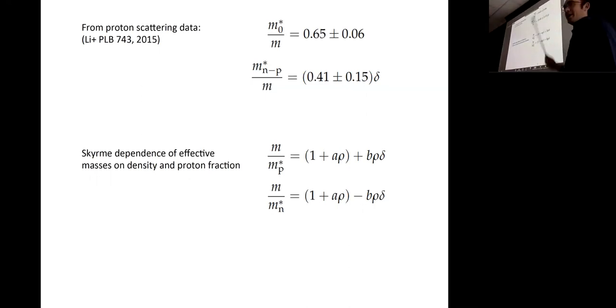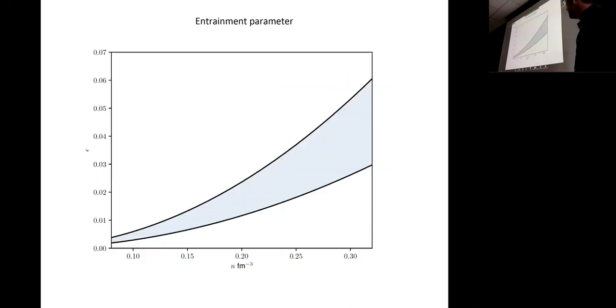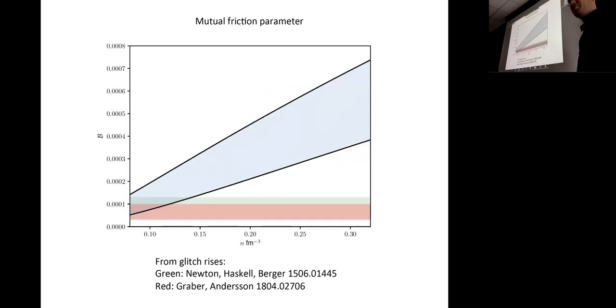And we can extrapolate these to high isospin asymmetry. We need a model, so take the widely used Skyrme model, in which the effective masses of the protons and neutrons have this form, linear in density and isospin asymmetry. You plug these constraints in, and you get a band for the entrainment parameter as a function of density. You get a band for the mutual friction parameter.